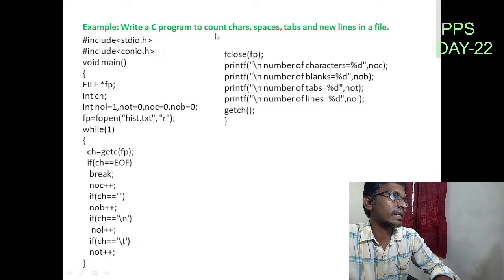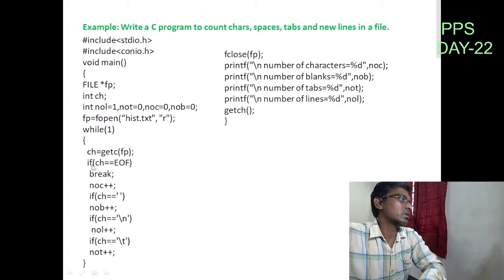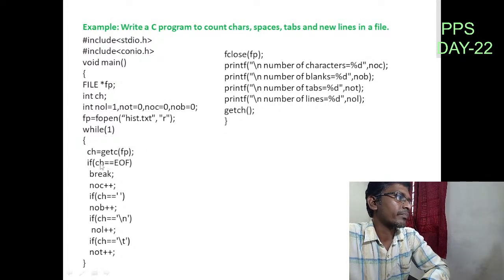On files: write a C program to count the number of characters, spaces, tab spaces, and new lines in a text file. If you want to find the number of characters, you have to use this condition: if ch is equal to end of file. We'll get the characters from the file.